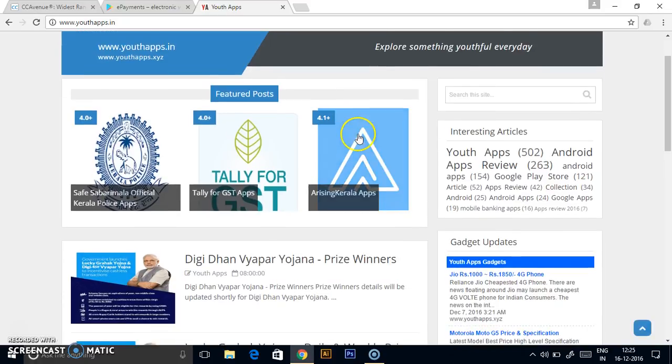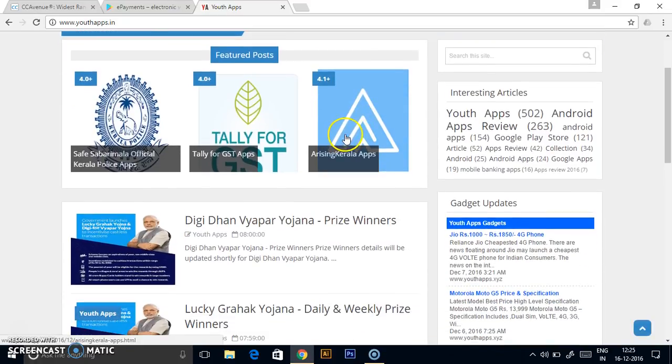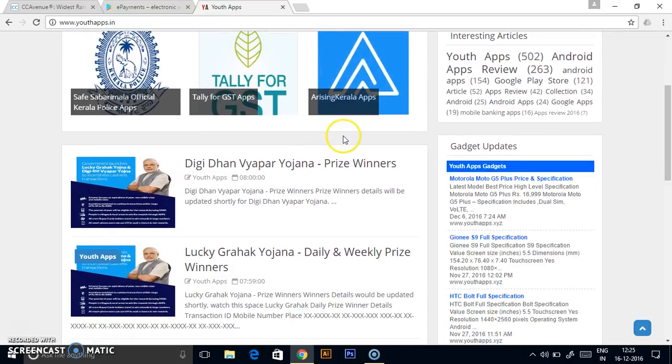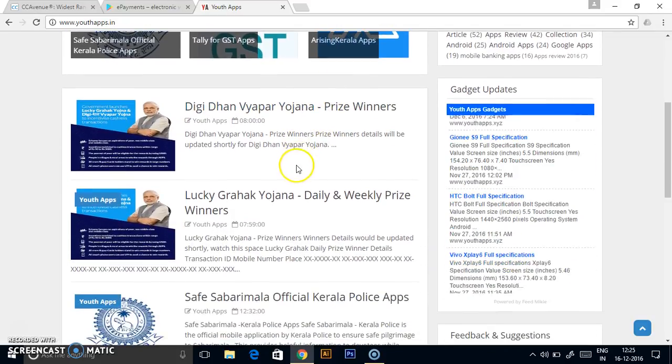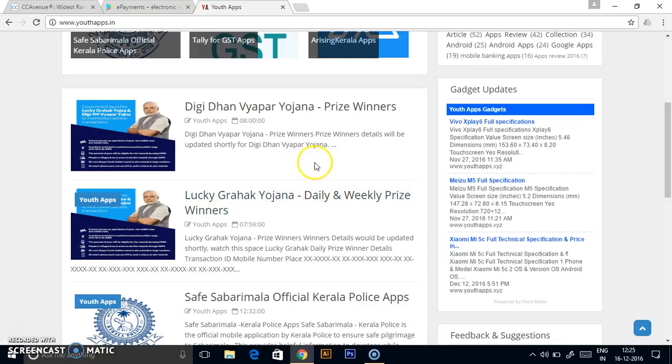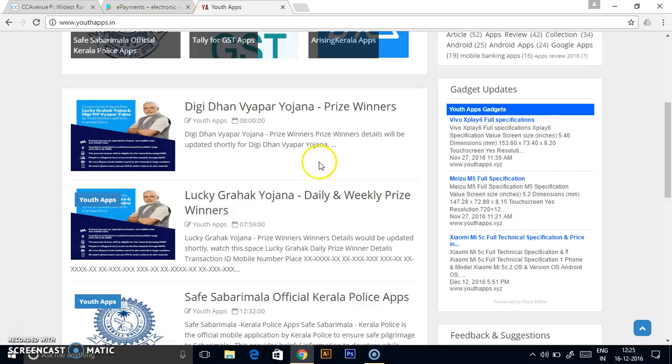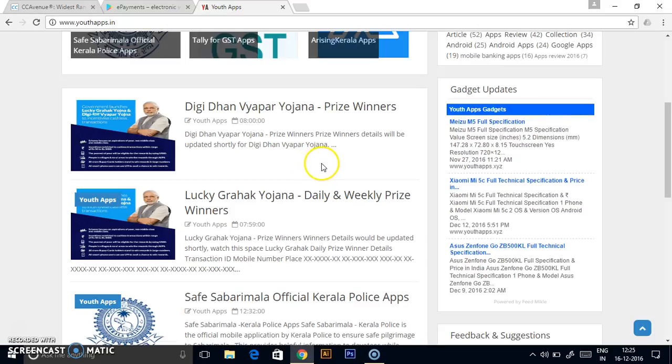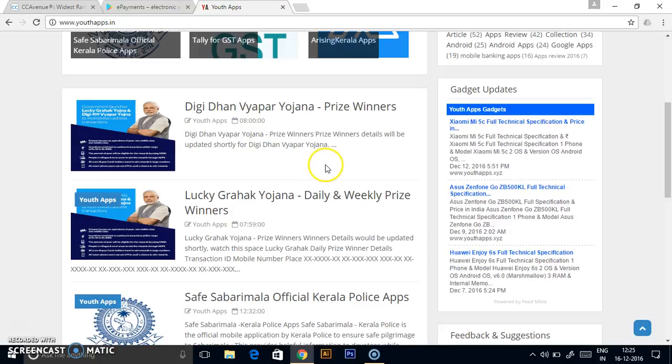So friends, you would have seen news yesterday from our Prime Minister Mr. Narendra Modi regarding the Digi Dhan Vyapar Yojana and Lucky Draw for Grahak Yojana. You can anyways find these details in YouthApps.in, but you would all be confused. What is this Digi and what is that we are talking about digital wallet?